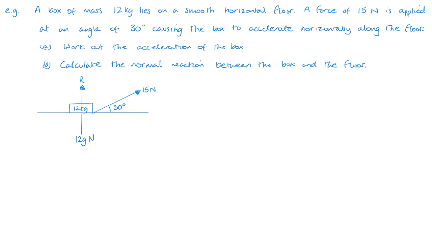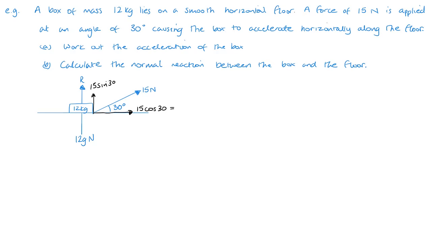So let's start by splitting this 15 newtons up into its components. So this is going to be 15 cos 30, which I can work out. 15 cos 30 is roughly 13 newtons, but I'll actually leave it as 15 cos 30 for now, and vertically will be 15 sin 30.